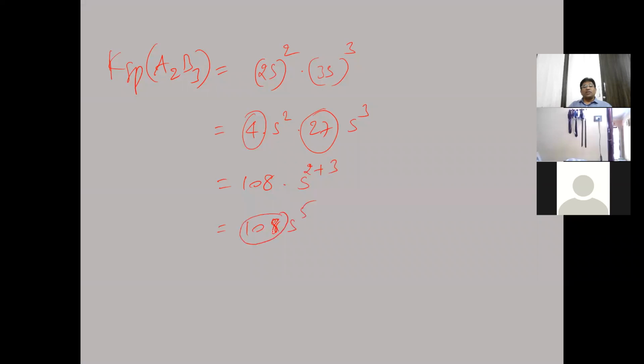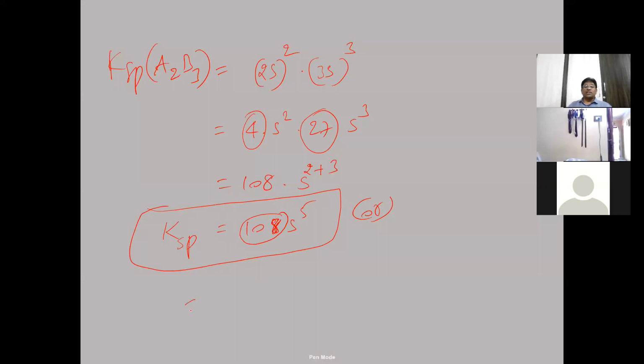Is that clear? KSP of which salt is it? KSP of A2B3 is equal to 108 S power 5. Sometimes the KSP value will be given and you are asked to find S, the solubility. And sometimes the solubility S will be given and you will be asked to calculate KSP. Anything can be asked. KSP is equal to 108 S power 5.